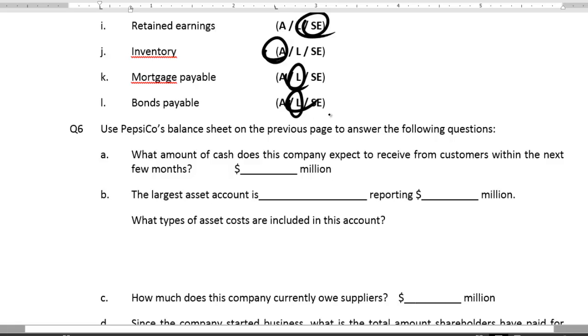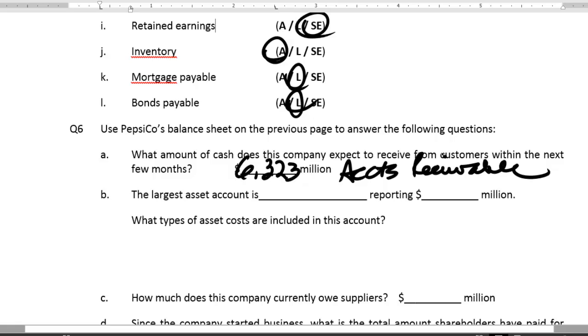What amount of cash does this company expect to receive from customers within the next few months? That's a trick question, too. $6,323. This is accounts receivable. It's not cash, it's accounts receivable. That's the money owed to you by your customers. So obviously it's the amount of cash you expect to receive from your direct customers. Because your indirect customers like me and you, we don't really owe PepsiCo anything.